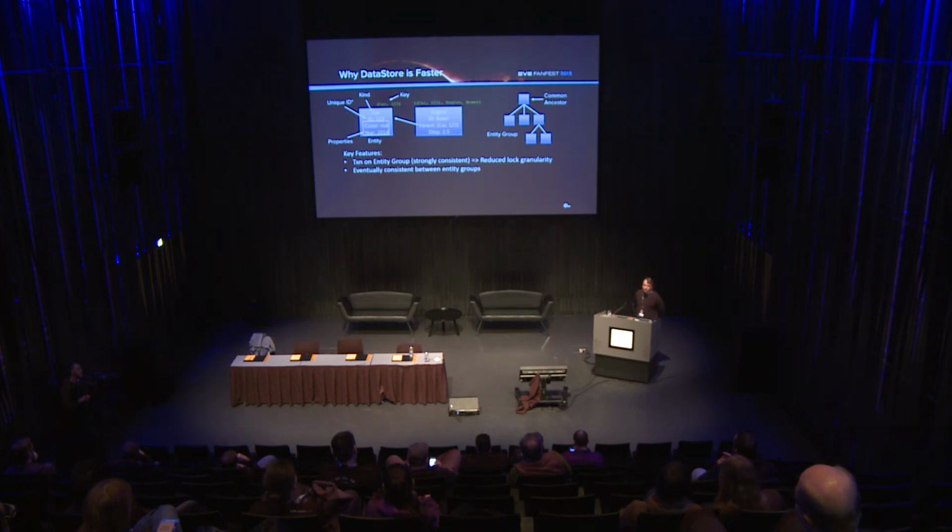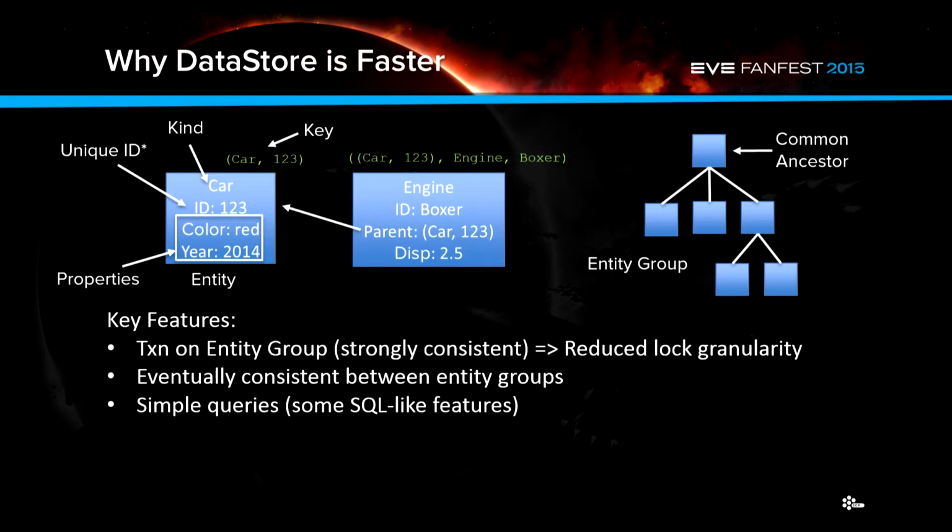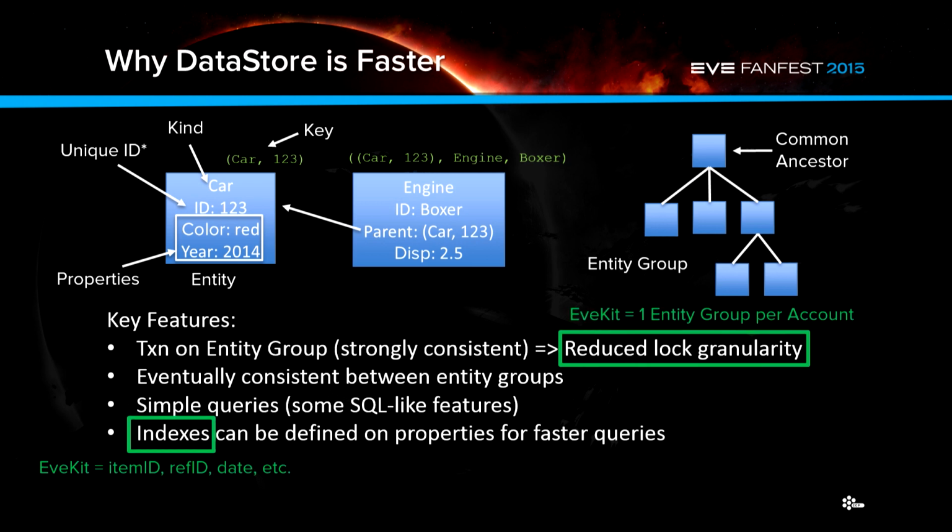Between entity groups, that is, if you have two separate entity groups, it's eventually consistent. So when you do a read after a transaction, it may take a while before you see the actual latest data. And then there's a few other nice features. DataStore has SQL-like queries. They're not quite the same. You can't do joins or anything fancy like that. And it also allows you to define indexes on properties that you want to search for faster queries. You can search for anything you want, but if you don't do an index, you have to do a scan, which is pretty painful.